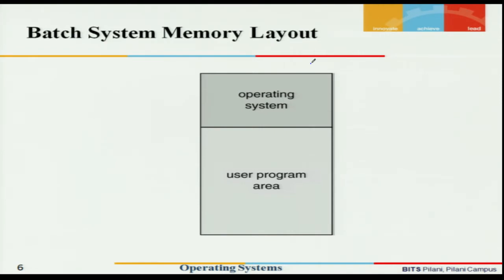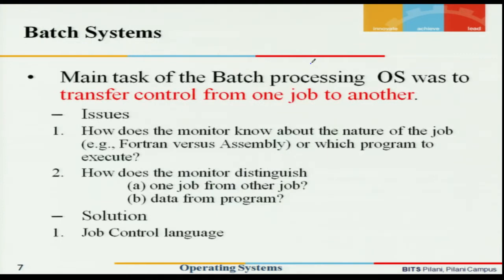So in case of a batch system, the memory management requirements were very simple. The main function of a batch processing system OS was to transfer the control from one job to another job. As we have seen, the operator would take the users' jobs and bunch them together. So one of the functions of our operating system here was transferring the control from one job to another job. Now when control is required to be transferred, immediately it gives rise to certain issues.